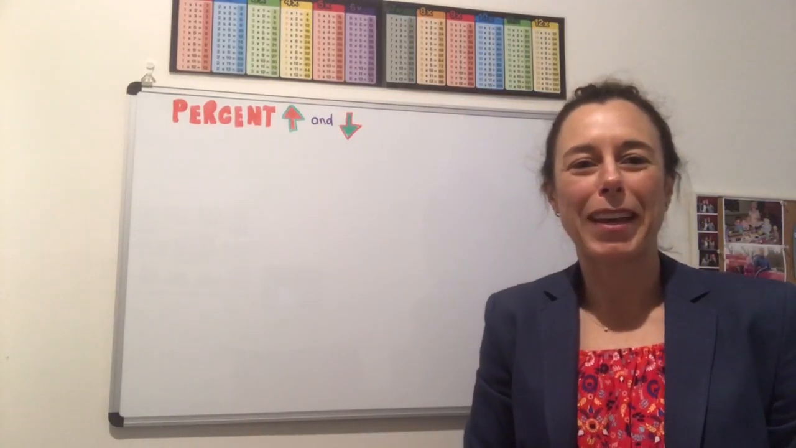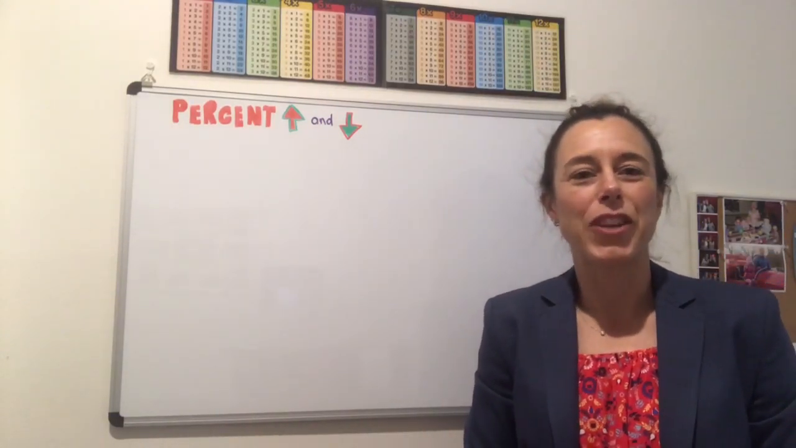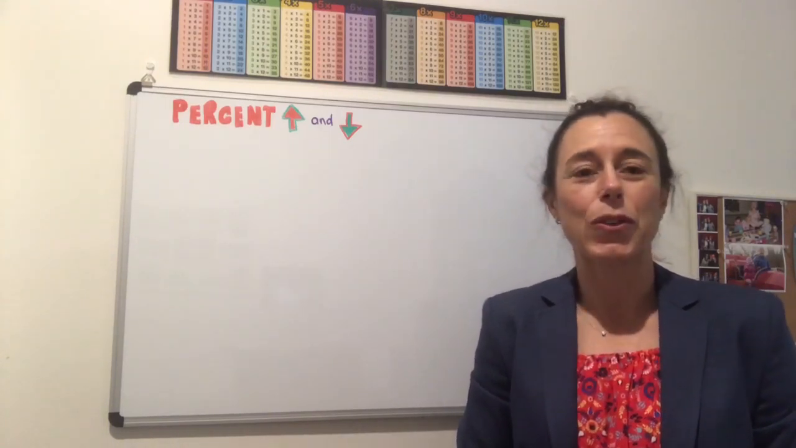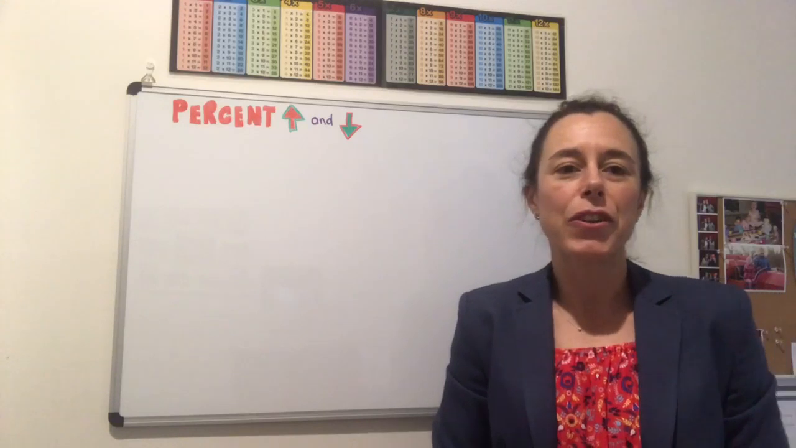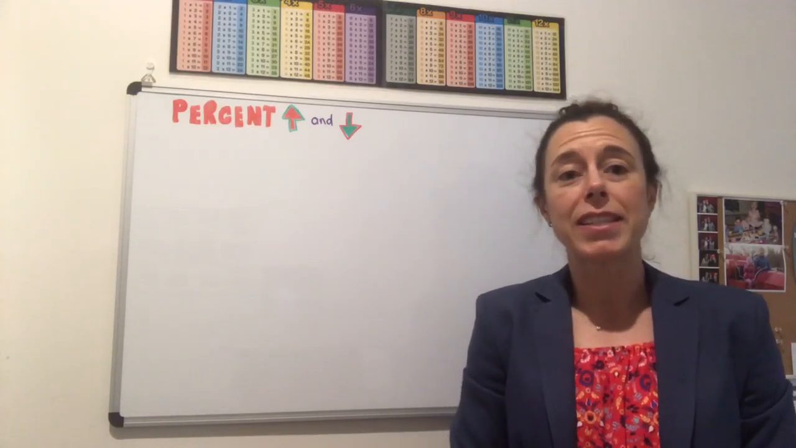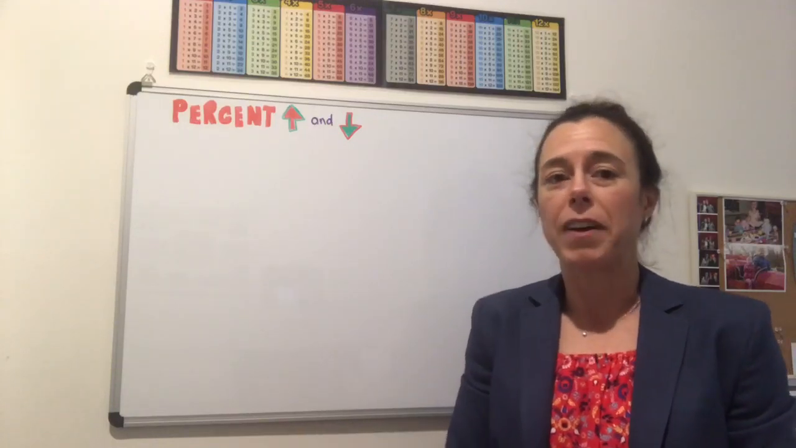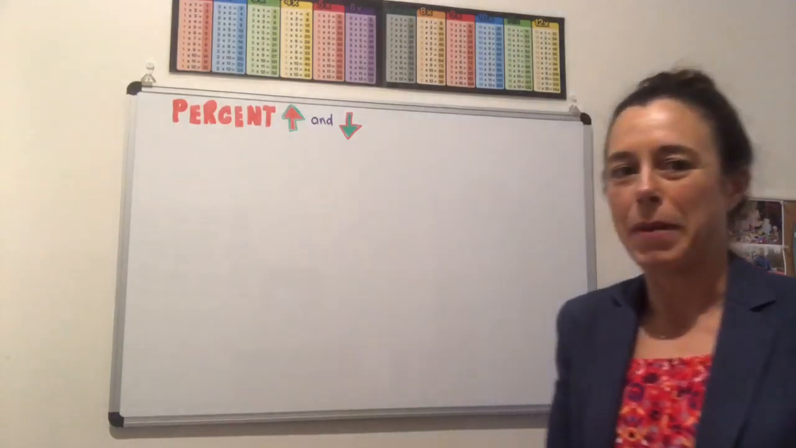So what we're going to be looking at firstly today is percentage increase and decrease. Now there are two ways of doing this and we're going to go through both methods. So firstly, to increase using a percent, we can find the amount and add it on, or find the amount and take it off. So let's look at that method first.